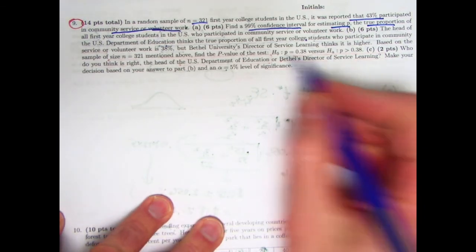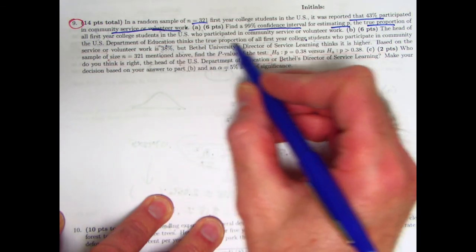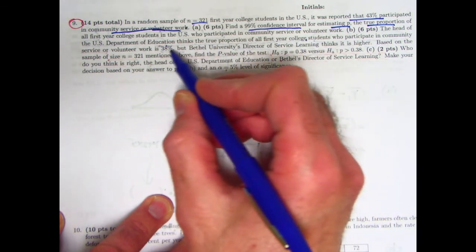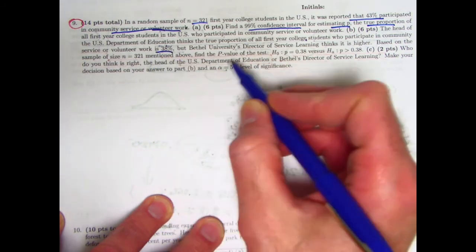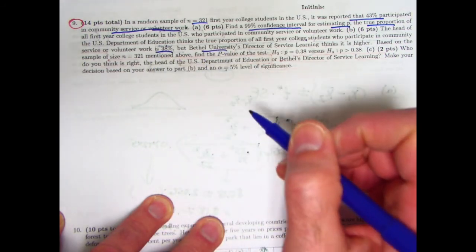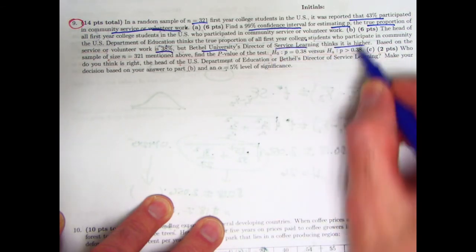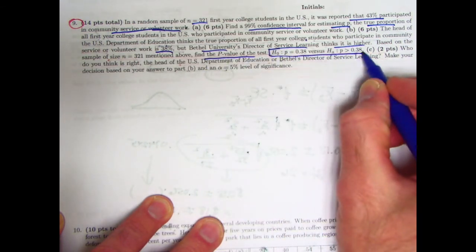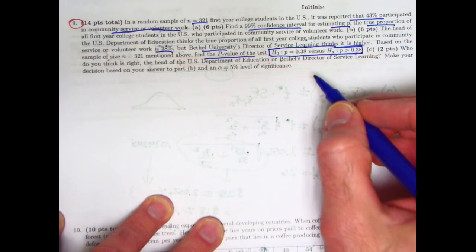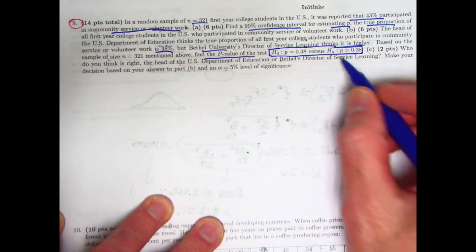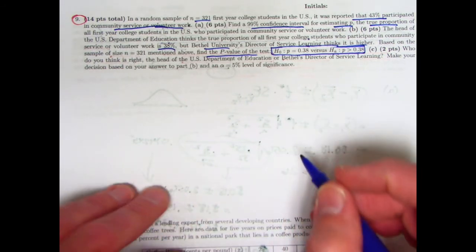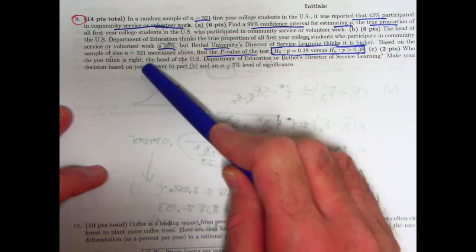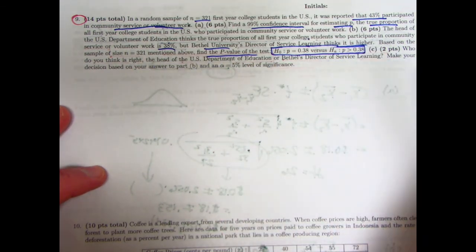The head of the U.S. Department of Education thinks the true proportion of all college students first year who participate in community service or volunteer work is 38%. But Bethel University, that's where I work, their director of service learning thinks that it's higher. Based on a sample size, again, of 321, find the p-value for this test right here. The null hypothesis being that p, the population proportion, is 0.38, versus the alternative that p is bigger than 0.38. Who do you think is right, the head of the U.S. Department of Education or Bethel's director of service learning, and make your decision based on a 5% level of significance?